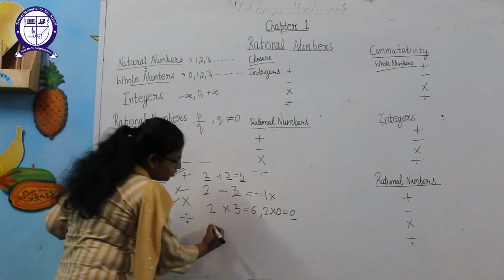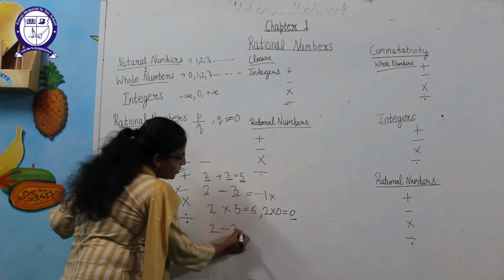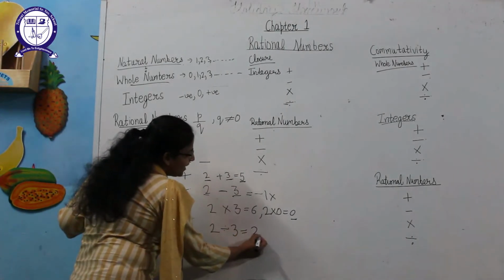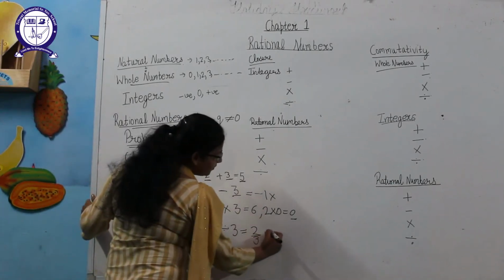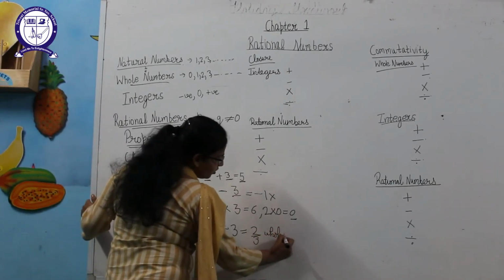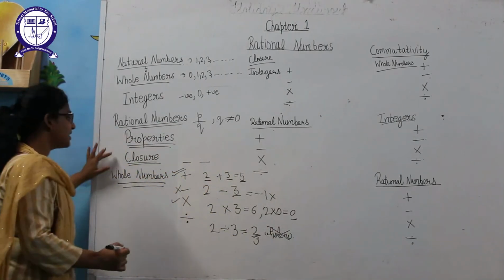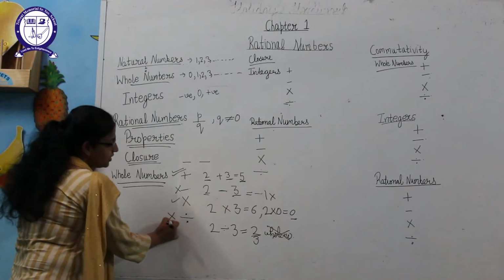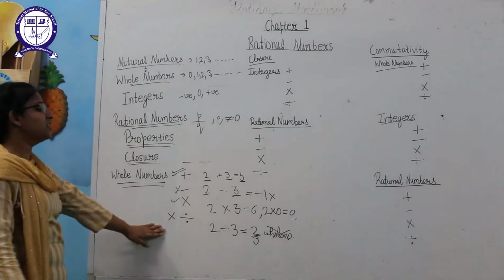Take any of the two whole numbers. We are again taking 2 and 3. What are we getting? We will get 2 by 3. Means we will not get any whole number. So we will say that whole numbers are not closed under division.